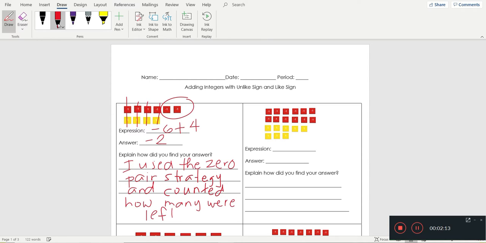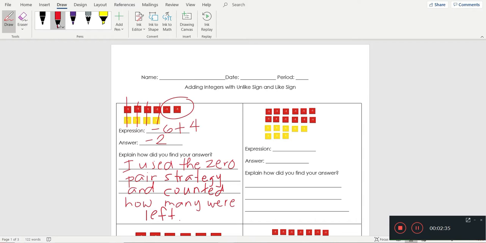So if you have other reason or other strategy to find your answer, just fine, just write it down. You can also tell that I subtracted 6 and 4, it equals 2. Then I put negative because there's more red than the yellow. So it depends how you explain it.